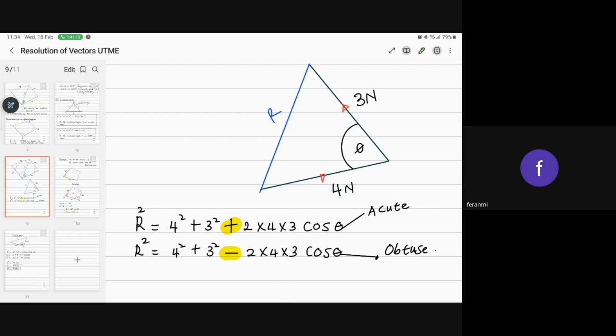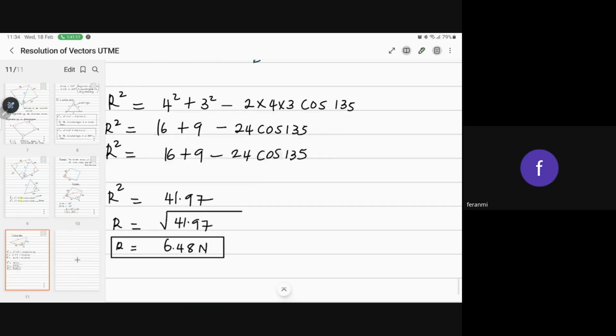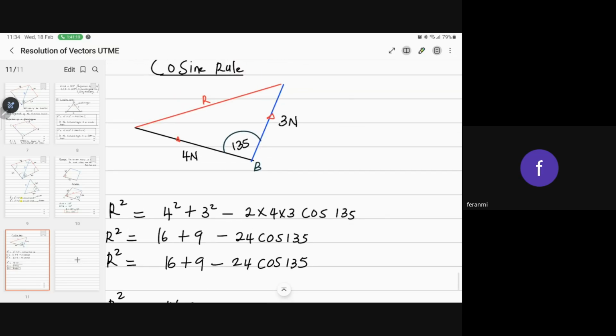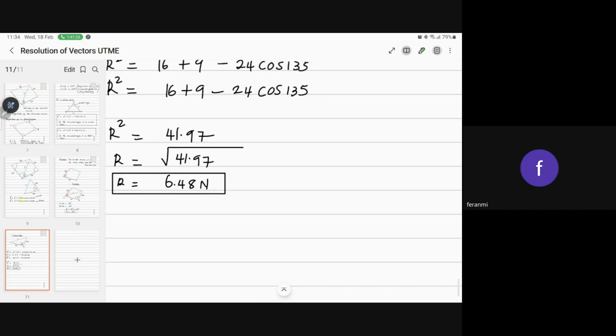So less than 90 is a plus sign. Yes. Look at why I said so. Now, if I want to use straight up, based on that angle they gave us, 45, without stressing myself to form the triangle that I will apply cosine rule, I want to use it straight up. Look at what I will do now.